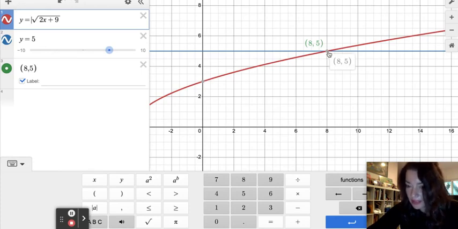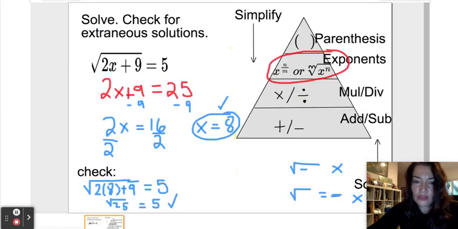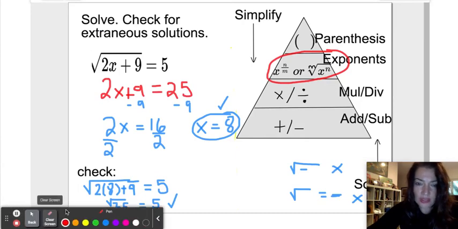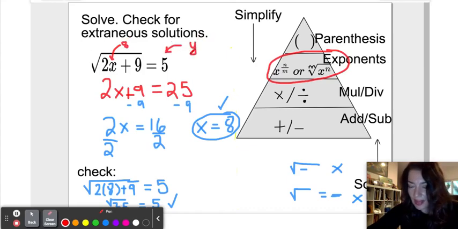That means when x is 8, y is 5. Now, if we look at when we solved this equation, if I plug in 8 for x right here, we can see that y is 5. And that is an example of a non-extraneous solution.